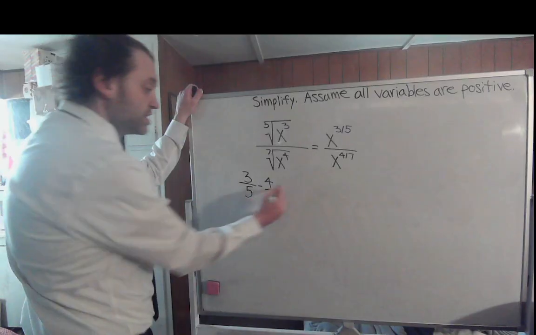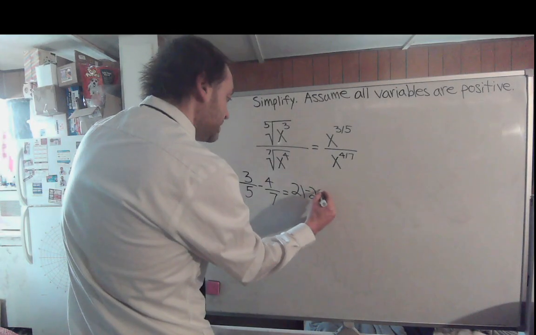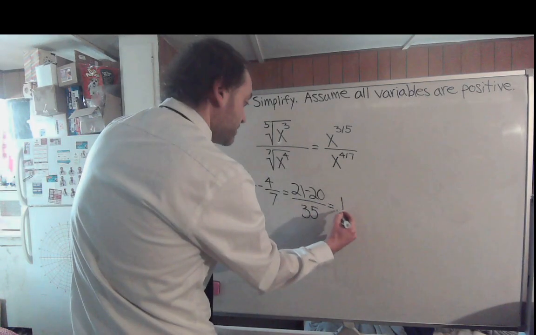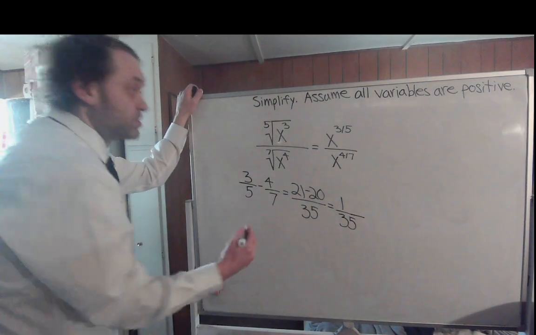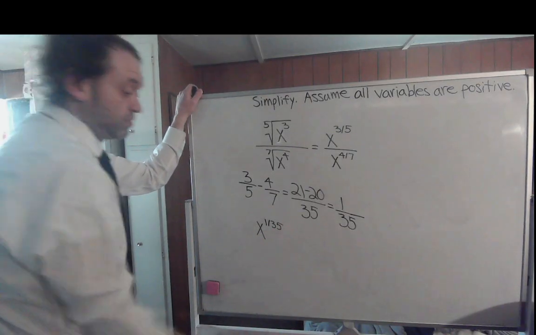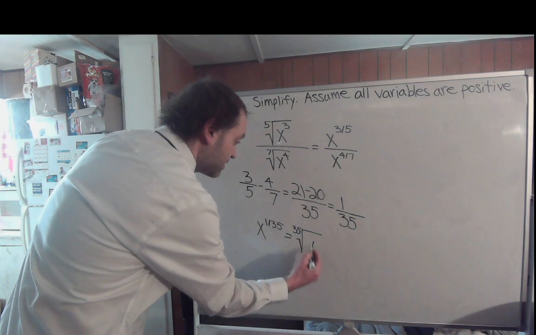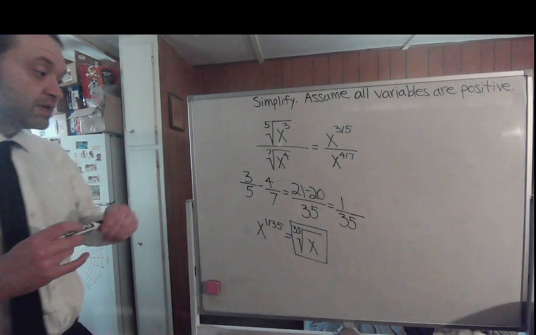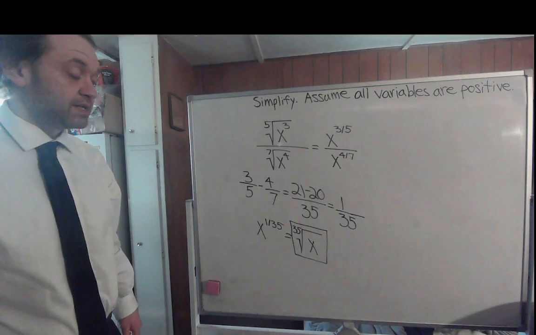Alright, so this would end up with 21 minus 20 all over 35, which would give you 1/35. So this would literally turn into x to the 1/35, which would end up giving you the 35th root of x. So this simplifies into the 35th root of x. I bet that would be hideous decimal form if we put in any number for it.